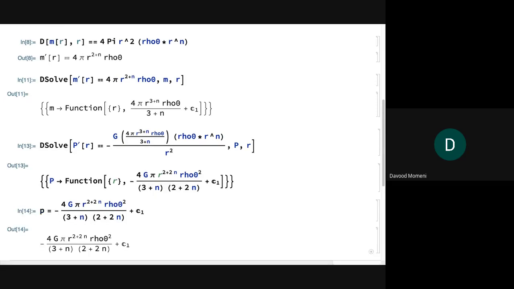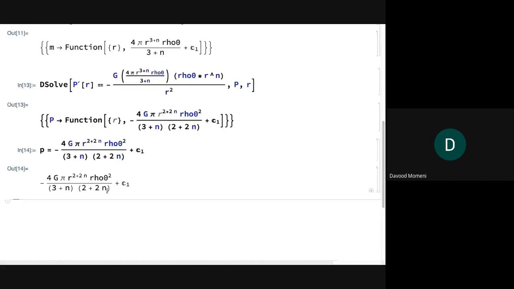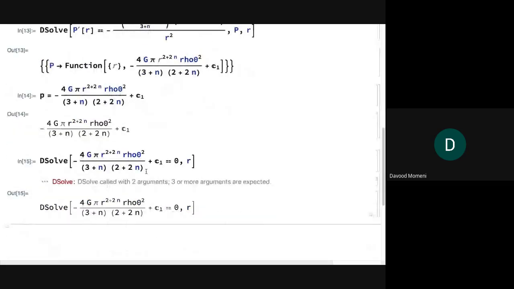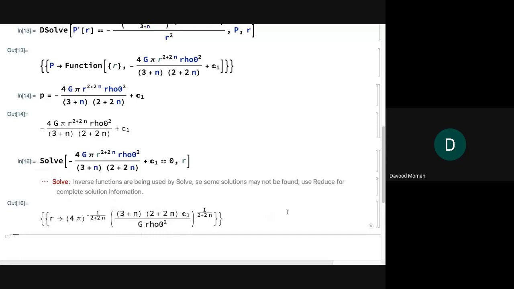You see that the point where the pressure vanishes is the radius of the star. Do you see? If I set this to zero and find that location, for example, I want this to be zero, I write zero and ask it to find R for me. So this is the radius of a star.